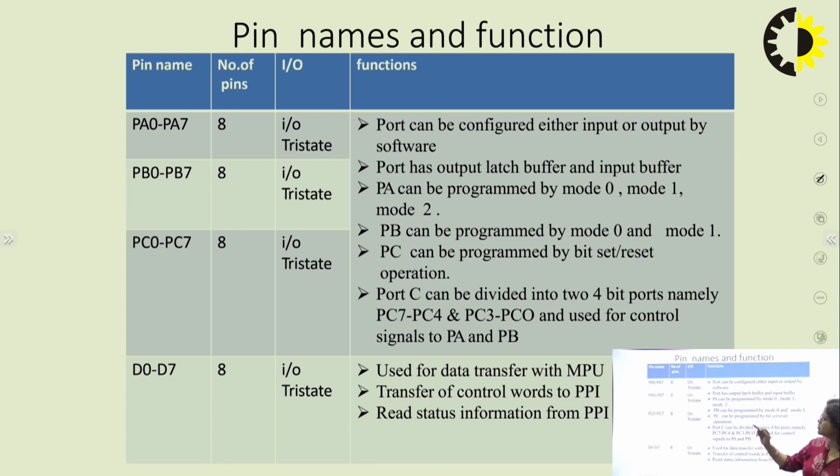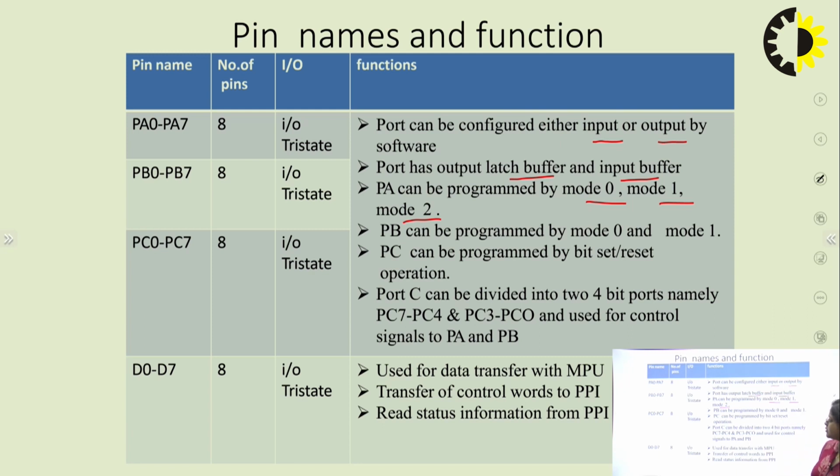where PA0 to PA7 consists of 8 pins. This port can be configured either as input or output with the help of programming. Similarly, PB0 to PB7, that is 8 pins. This port can be programmed as an output latch buffer or input buffer and can also be programmed in mode 0, mode 1 and mode 2. We will see later on what is meant by these modes.